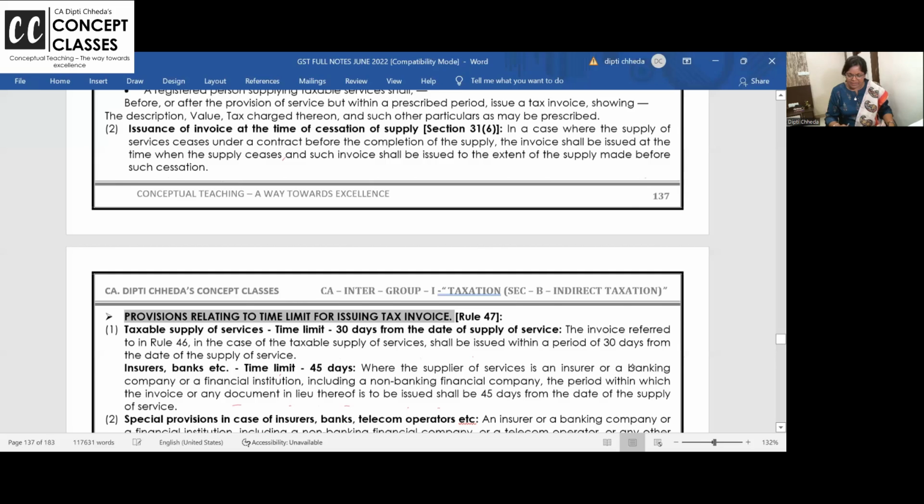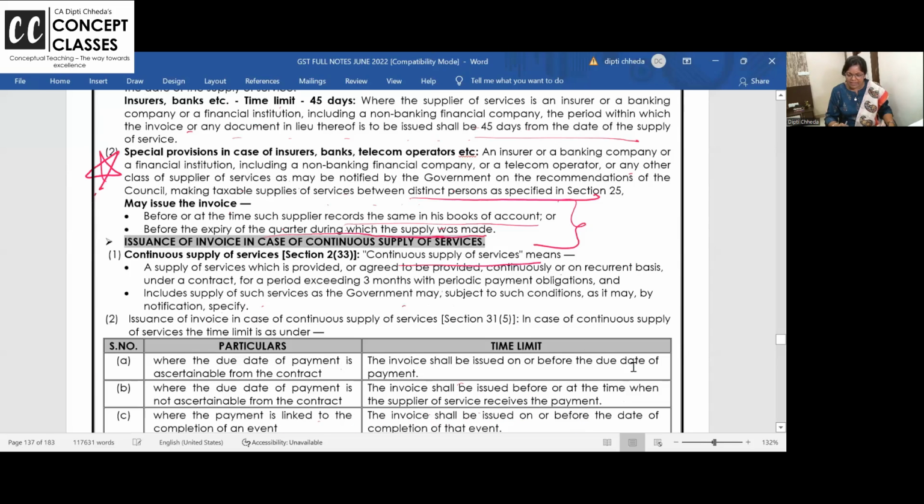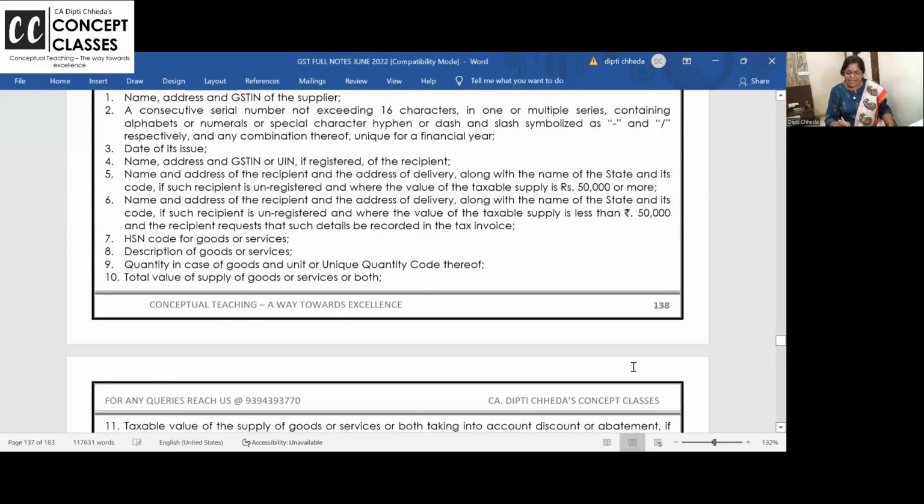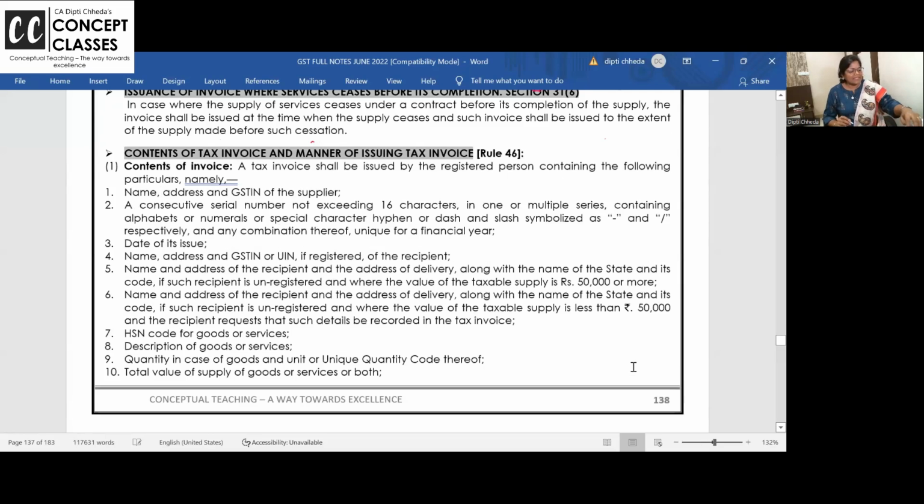Let us just read what are the contents. You don't need to learn it fully. Contents of tax invoice, and please check around you the tax invoice if you know any. If you see any tax invoice around you, check it fully.